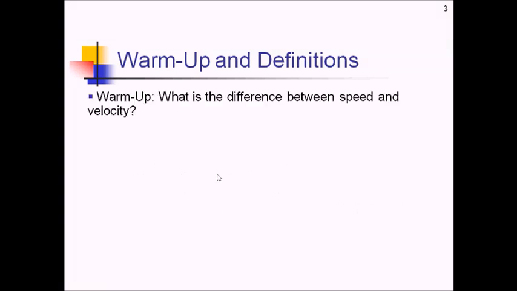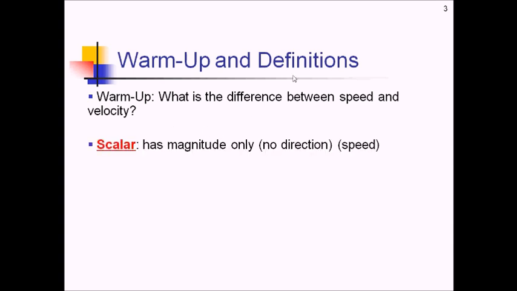For our warm-up, what is the difference between speed and velocity? Got it figured out? So this is really asking about the difference between a scalar and a vector quantity. A scalar quantity, like speed, has magnitude only. We're not talking about any kind of direction. Whereas a vector quantity, like velocity, has both magnitude and direction. We want to know what direction we're going.